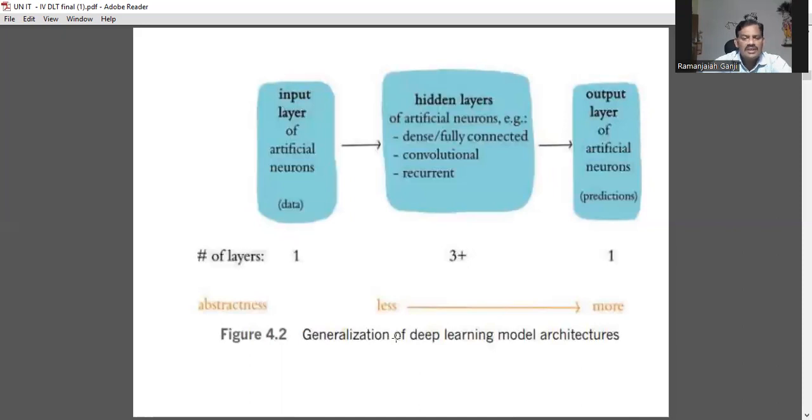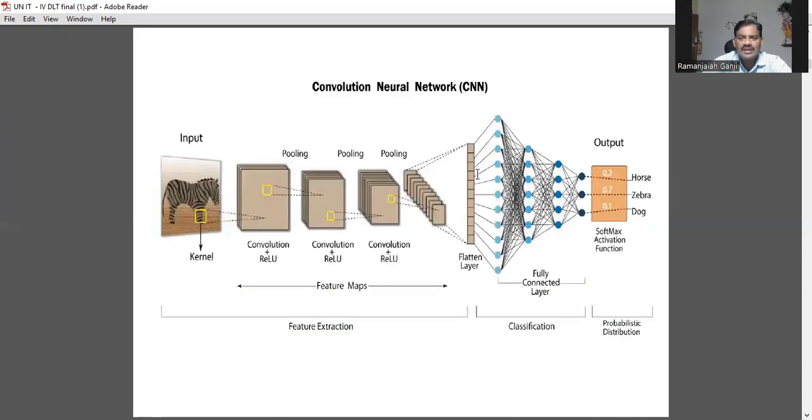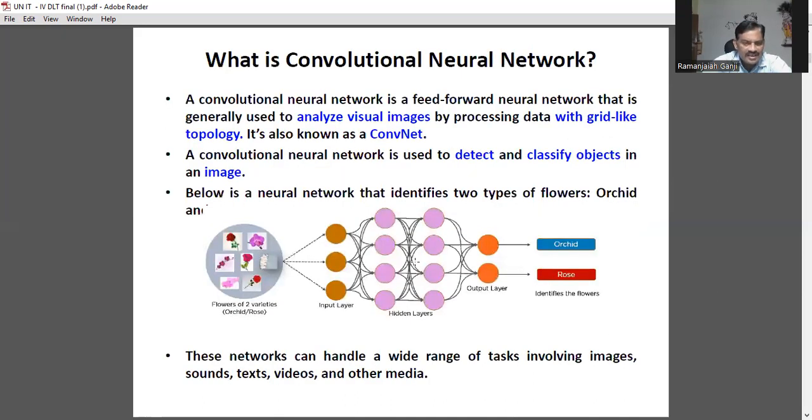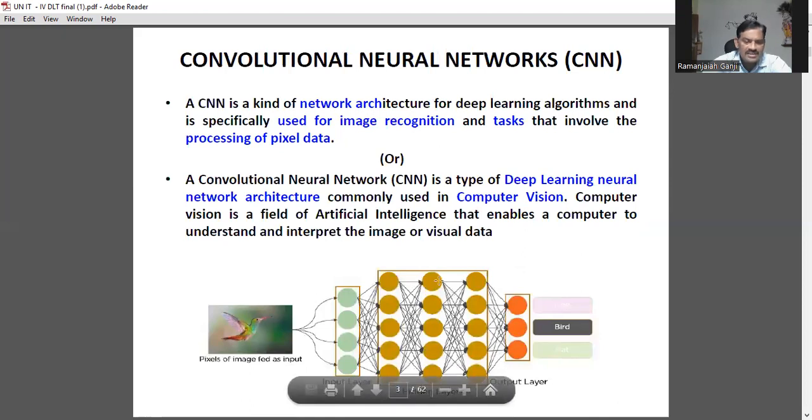See this generalization of deep learning model architecture. We have an input layer of artificial neurons, which is the data. Hidden layers of artificial neurons, that is dense or fully connected, convolutional neural network, or recurrent network. Output layer of artificial neurons, which is called predictions, which determines the abstraction of layers 1, 3 plus. Internally, hidden layers may have multiple components. Already I told you, these are the hidden layers. Multiple hidden layers exist.